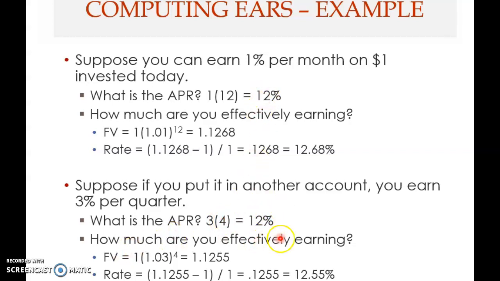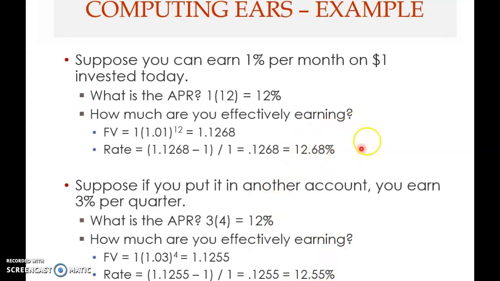But how much are you effectively earning? This is EAR. How do you compute EAR? It is the same, yeah. You take 1 plus R, 3%, 1 plus 3% raised to the power of M, 4, minus 1. Therefore you get 12.55%. Even though the APR is the same for the two examples here, 1% per month and 3% per quarter, the effective rate, this is lower, this is higher.